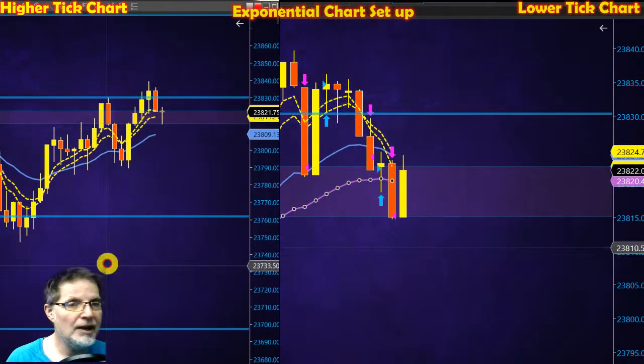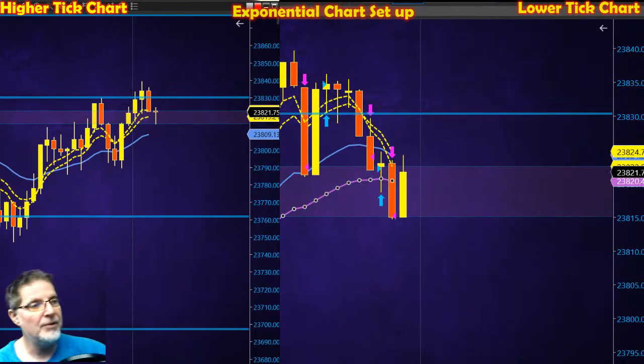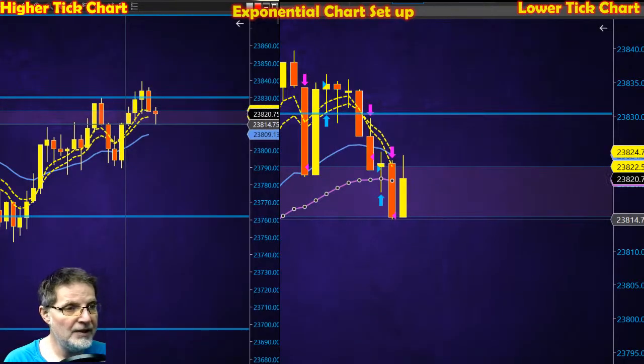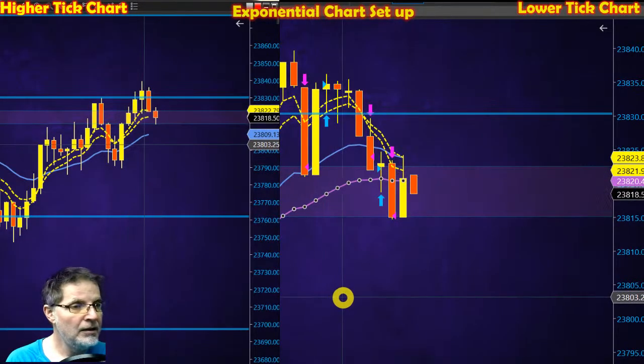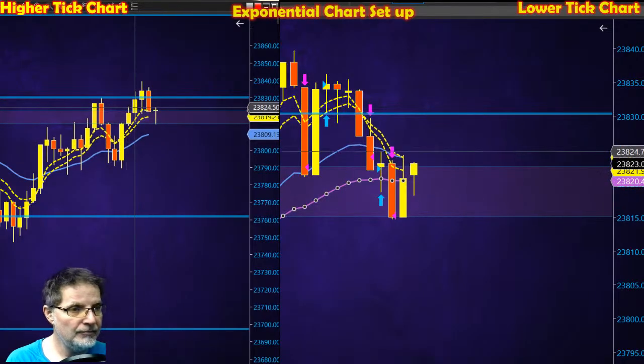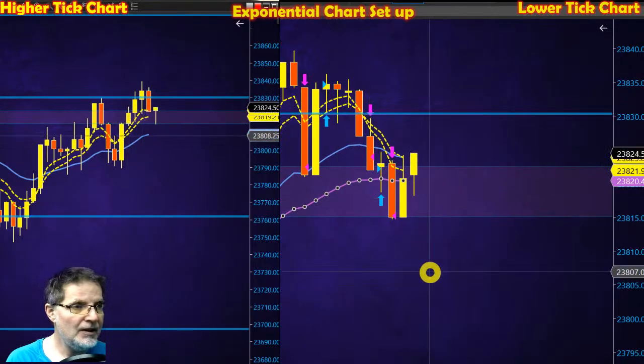It's below the moving averages, so don't take a trade right now. You gotta wait for it to get on top of the moving averages. Yeah, any of those points right there. Exactly.